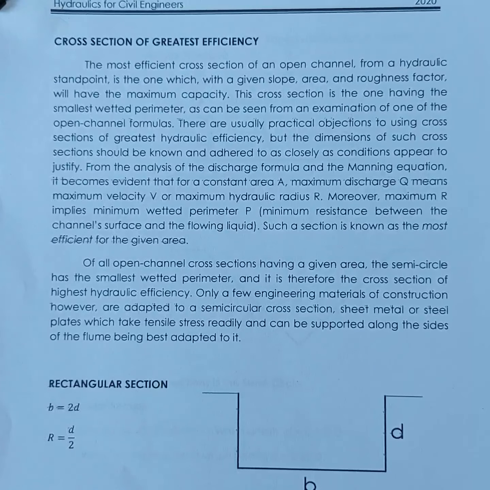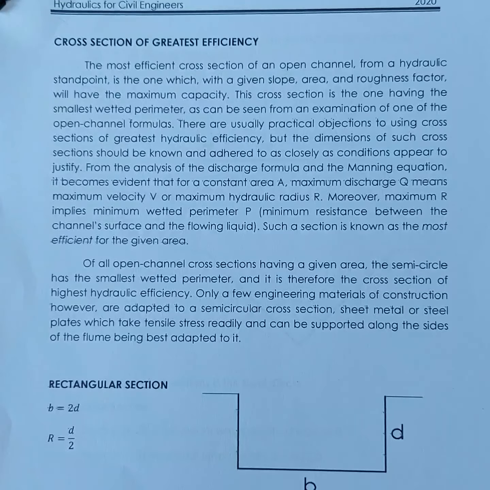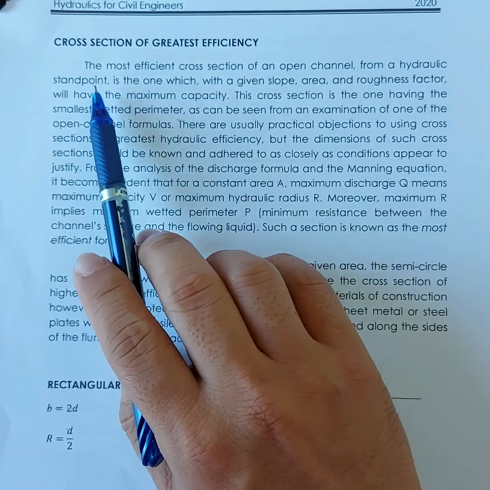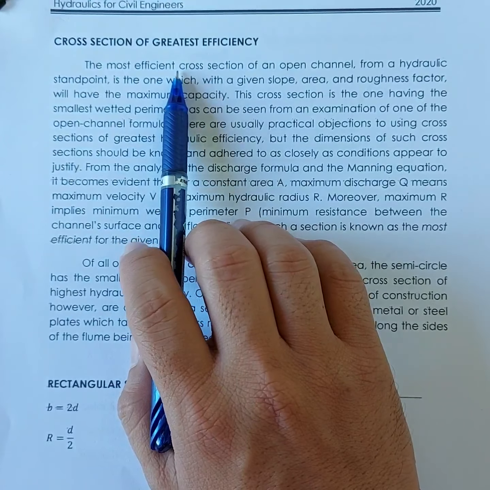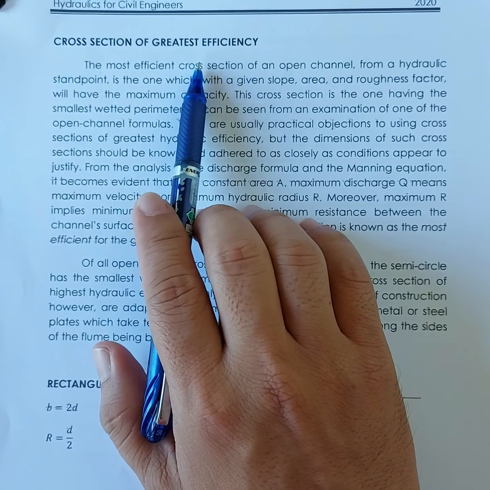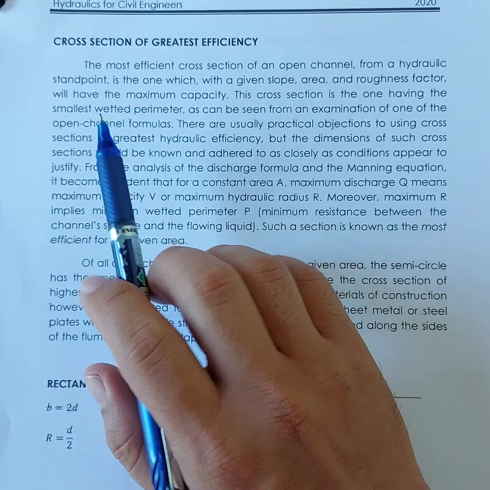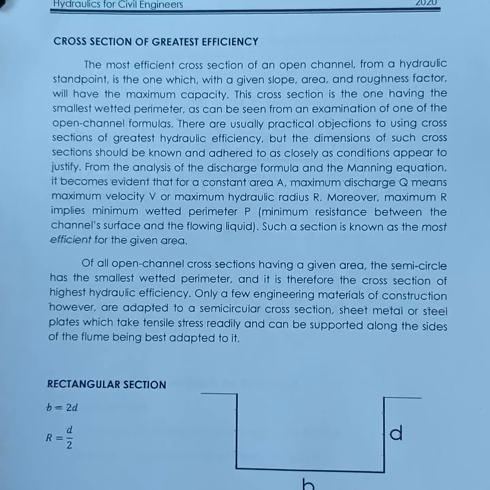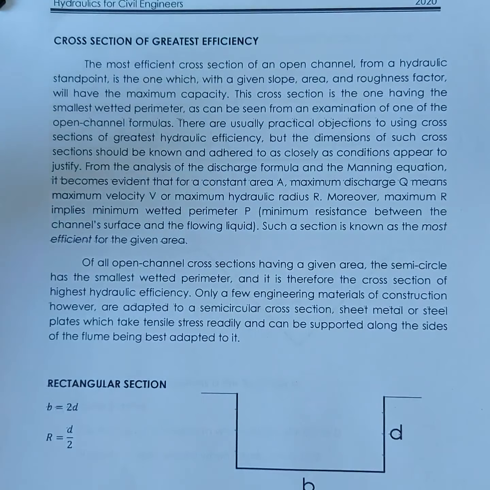Okay, hello everybody. This would be our next topic. What chapter is this? Chapter 6, I think. Uniform flow in open channels. Under this chapter, we're going to discuss this particular topic, cross section of greatest efficiency. Some books call it most effective cross section, but most books call it most efficient cross section or section of greatest efficiency.